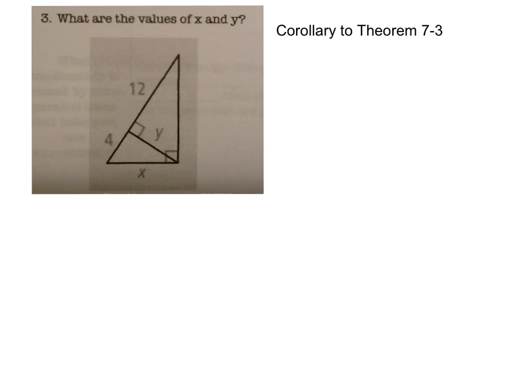Now for this, to solve for y, we're going to use corollary to theorem 7-3. This corollary said that the length of the altitude to the hypotenuse of a right triangle, so this here, the altitude to the hypotenuse, is the geometric mean of the lengths of the segments of the hypotenuse. So again, geometric mean, we're going to set up a proportion.